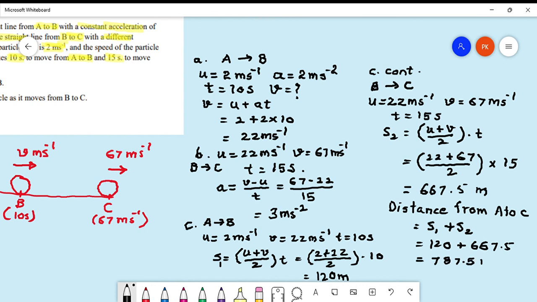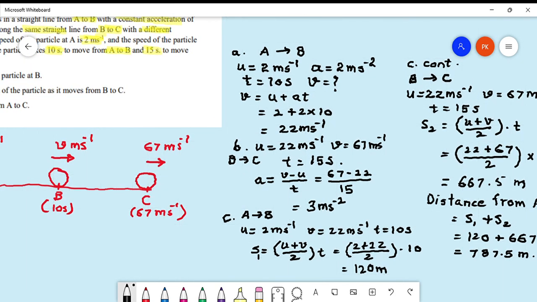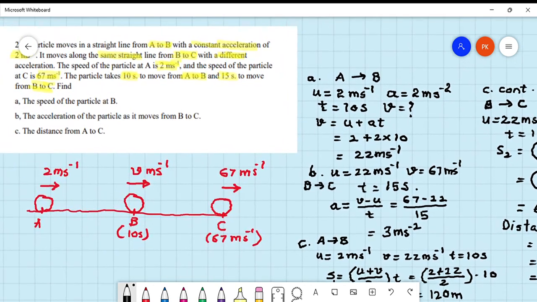So again I am repeating, directly I can't use the SUVAT equations for the journey from A to C because the accelerations are different. The main condition for applying the SUVAT equations is that acceleration should remain constant, and hence I am finding the displacement from A to B first because the acceleration is constant, and then from B to C, and adding the two. Okay, so are the things okay with you?